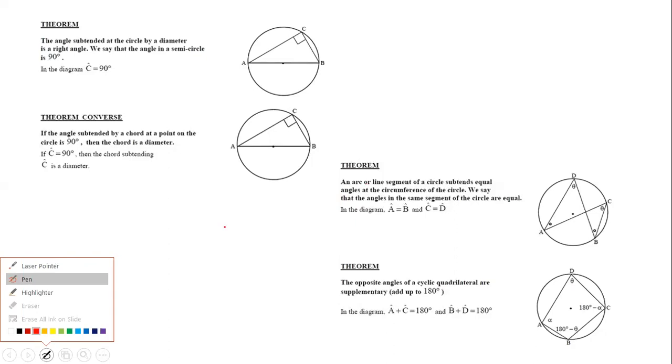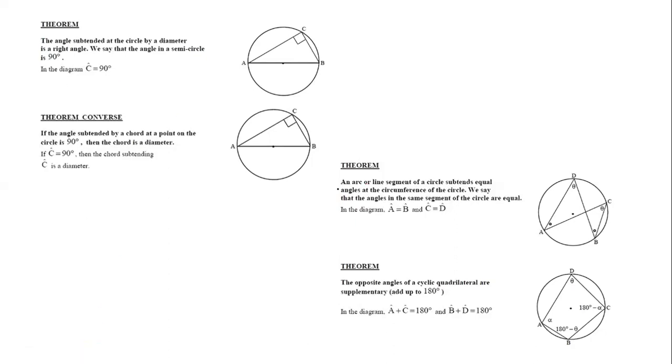Now we move to theorem number 4. Theorem number 4 says that an arc or line segment of a circle subtends equal angles at the circumference of the circle. We say that the angles in the same segment of the circle are equal. You know what a segment is by now.